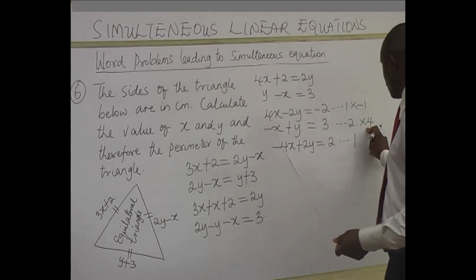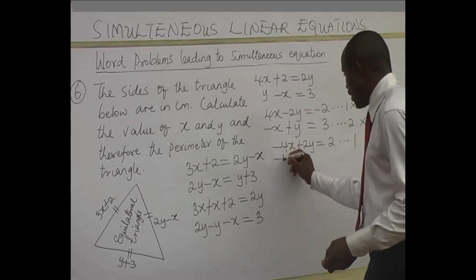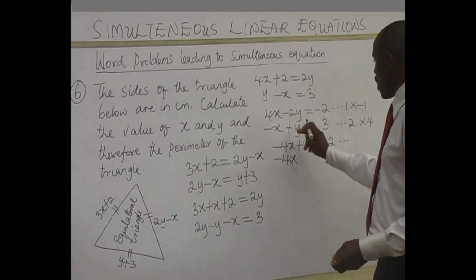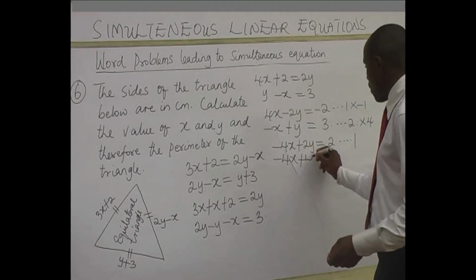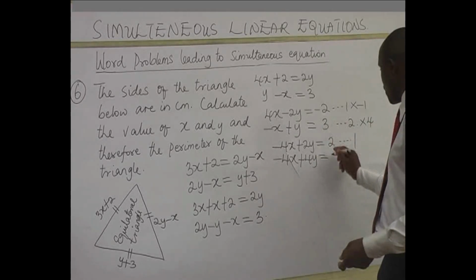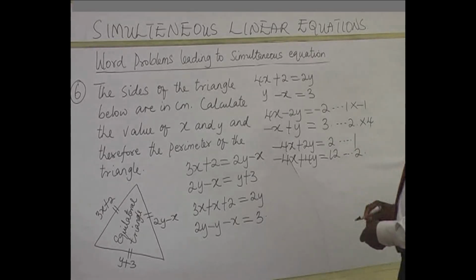Equation 2. 4 times minus x will give you minus 4x. 4 times plus y will give you plus 4y. It's equal to 4 times 3 will give you plus 12. This is equation 2.